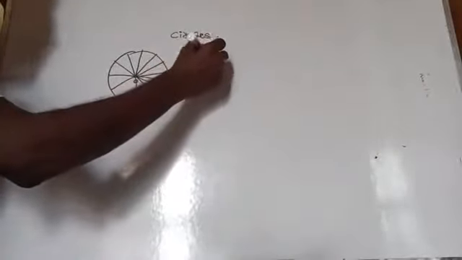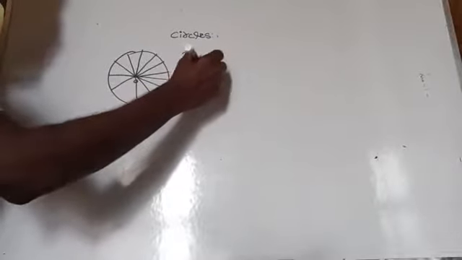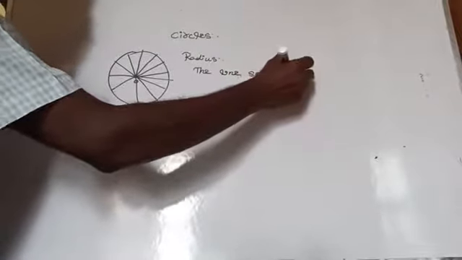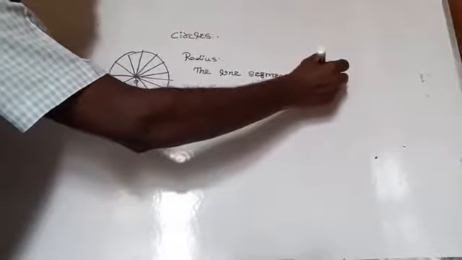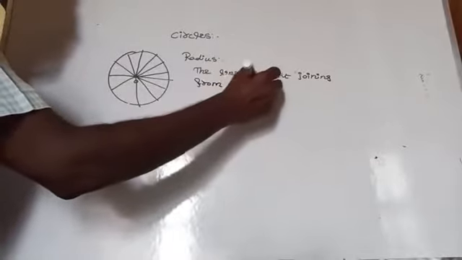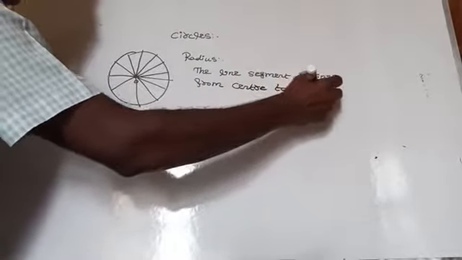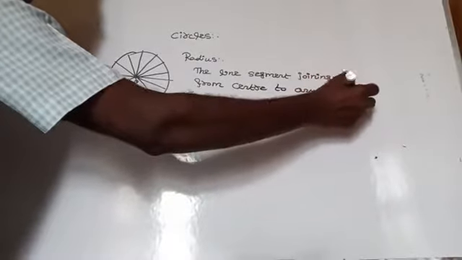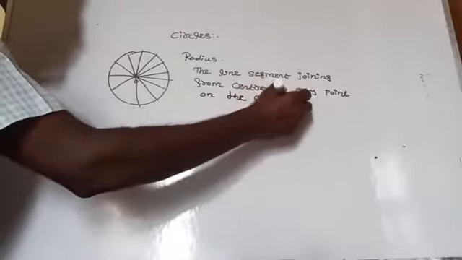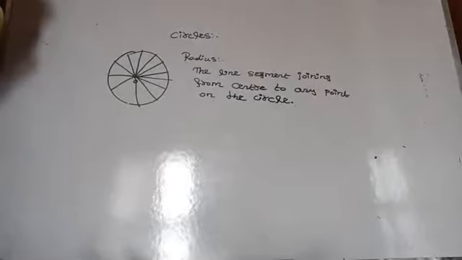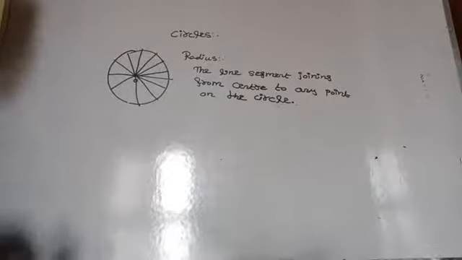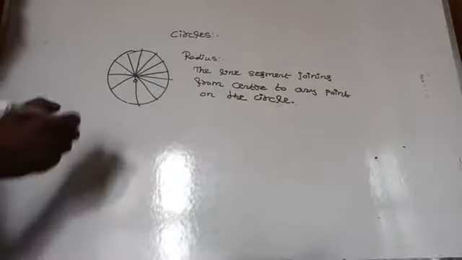Then radius. What is meant by radius? The line segment joining from center to any point on the circle is called radius. Then diameter, now already you learned. What is meant by diameter? The line segment joining any two points on the circle passing through the center is called diameter.